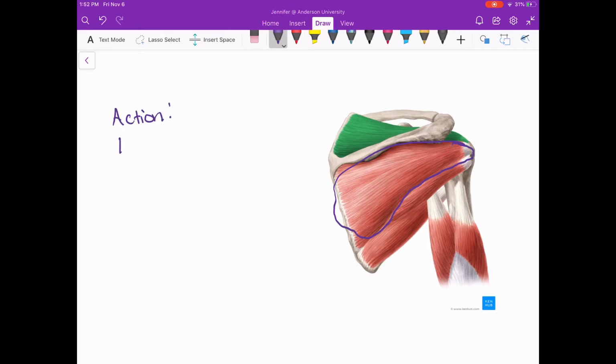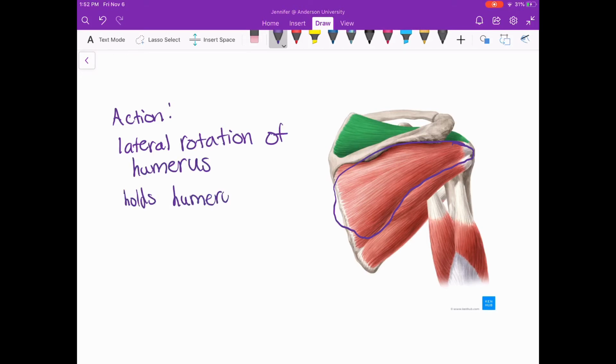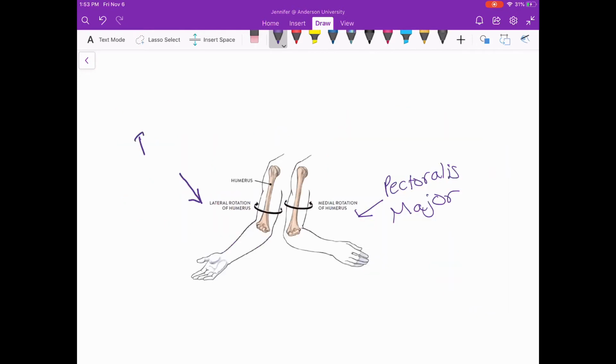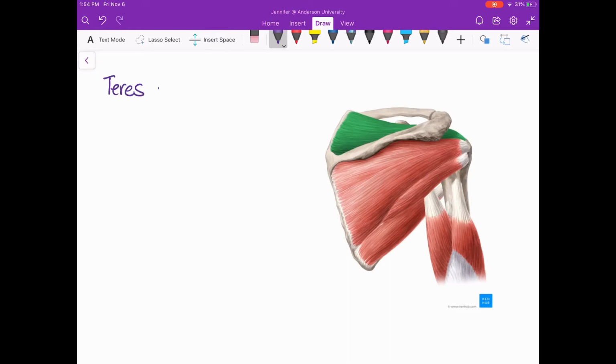The action for the infraspinatus muscle: it does the lateral rotation of the humerus and helps hold the head of the humerus in the glenoid cavity to stabilize the shoulder. So again, this involves the glenohumeral joint. And again, we have this diagram which shows lateral rotation of the humerus, so this is the opposite action of the pectoralis major.